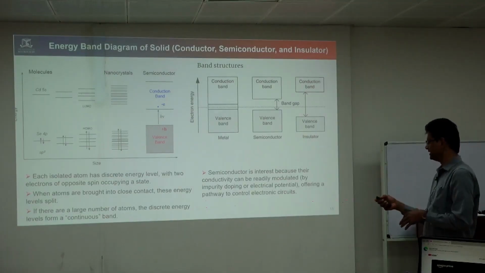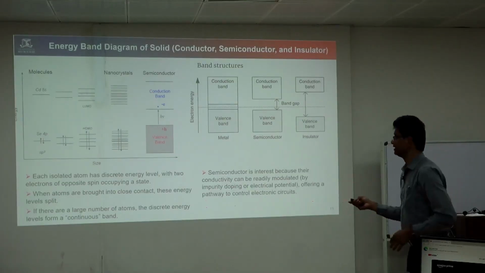One is the valence band, which is a completely occupied band. The other is the empty band. So that's the difference you should understand for this one.